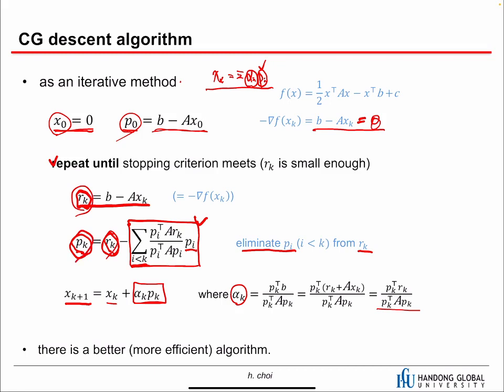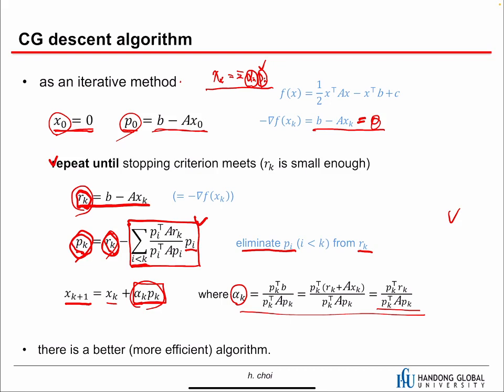Then we add this conjugate vector with this alpha, and alpha is calculated like this. This is the conjugate gradient algorithm. There is actually another, more efficient algorithm, but the idea is like this. Then how can we use this conjugate gradient for Newton method?